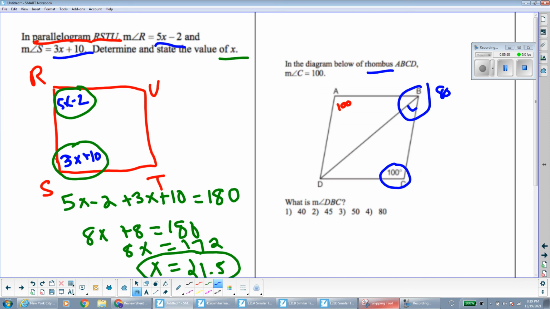Now, I also see that there is a diagonal BD drawn into this rhombus, and I know a property of rhombuses is that the diagonals bisect the angles. So if the whole angle B is 80 degrees and the diagonal is bisecting the angle, or cutting it equally in half, I know that each half of this angle should be 40. So I just figured out that the measurement of angle DBC should be 40 degrees.